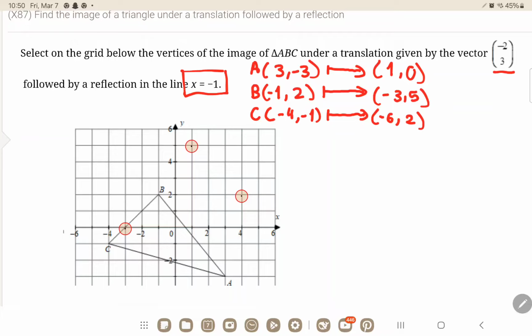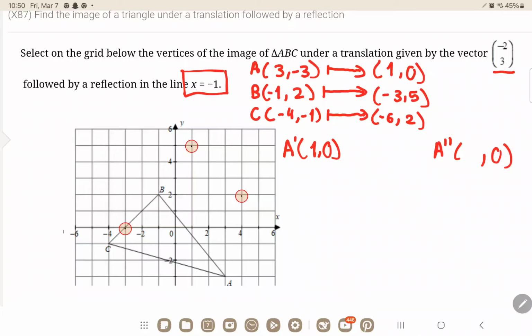Now, when they tell us reflection in the line x equals -1, there's a few steps you have to do. Step 1, I'm gonna explain it on point A first. So we have now 1, 0 is our new A prime. Now, first of all, when they tell you reflection in the line x equals -1, y stays the same. So y is gonna remain 0 in A prime prime.